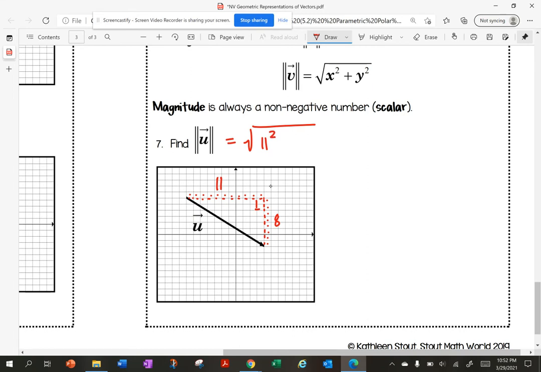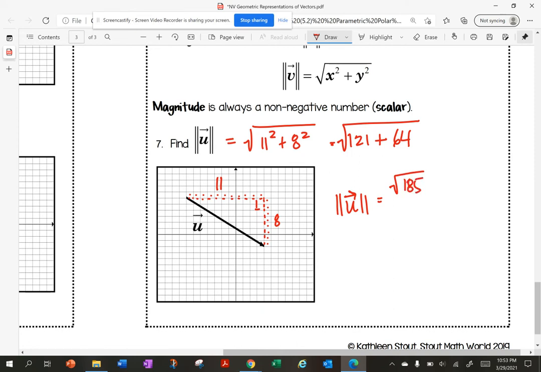So 11 squared plus 8 squared, which is 121 plus 64. I'm taking the square root. So for an exact answer, the magnitude of vector u is the square root of 185.